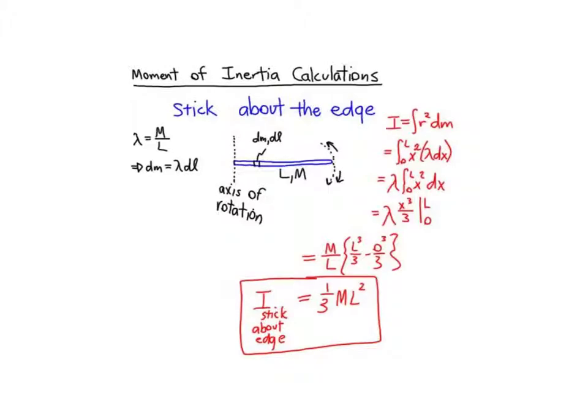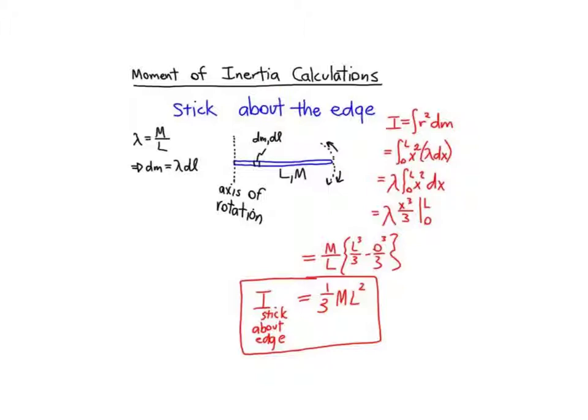Our first example has a stick that's rotating about an axis on its edge. What we need to do is select a representative differential piece of mass of length dl and mass dm, and then we have to calculate the rotational inertia of the entire stick by integrating for each of these differential masses the integral of r squared dm. We're going to integrate from 0 to L and use the variable x in place of r.